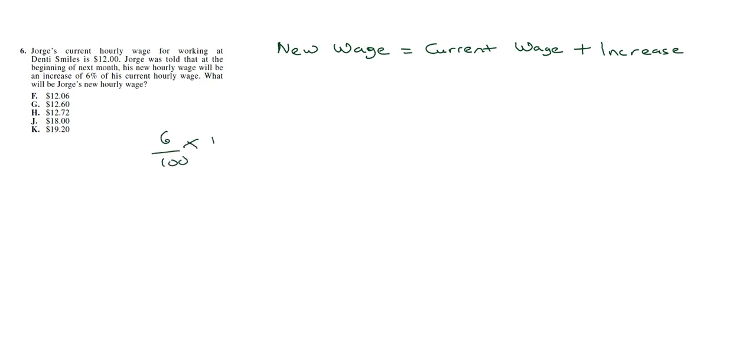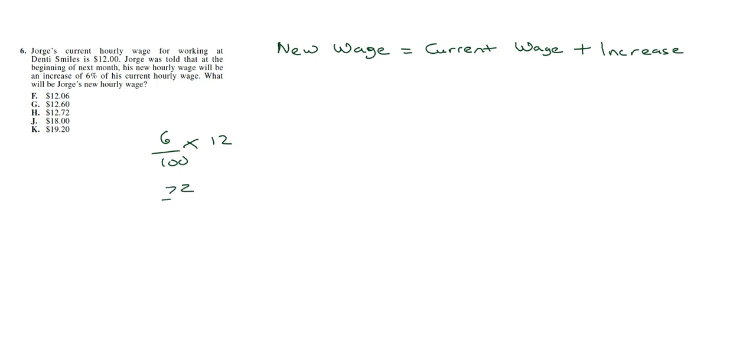So what we're going to do to get the new hourly wage: the new wage is going to be equal to the current wage plus the increase. Okay, so let's look for the increase. The increase is 6%. So we have 6% multiplied by $12.